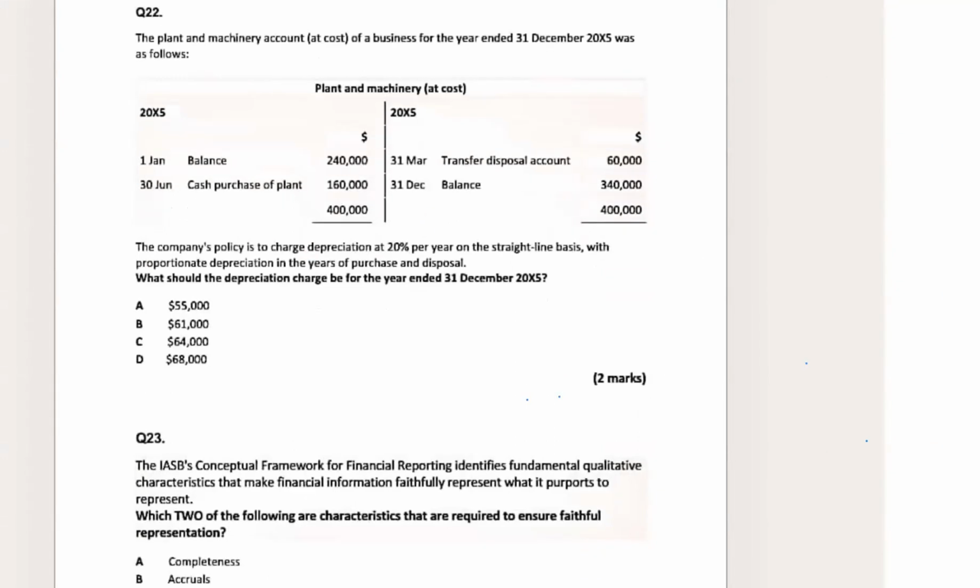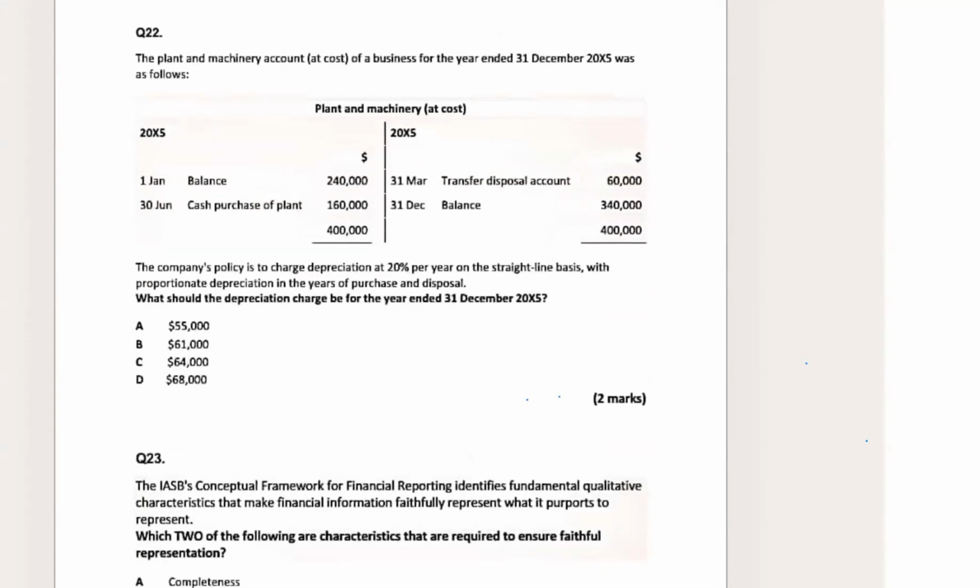Question number 22. The plant machinery account of a business for the year is given as this one, okay? So the company policy is to charge depreciation at 20% per year on a straight line basis, with a proportionate depreciation in the years of purchase and disposal. So what should be the depreciation charge for the year ended 31st December 2015? What's the solution for this one?